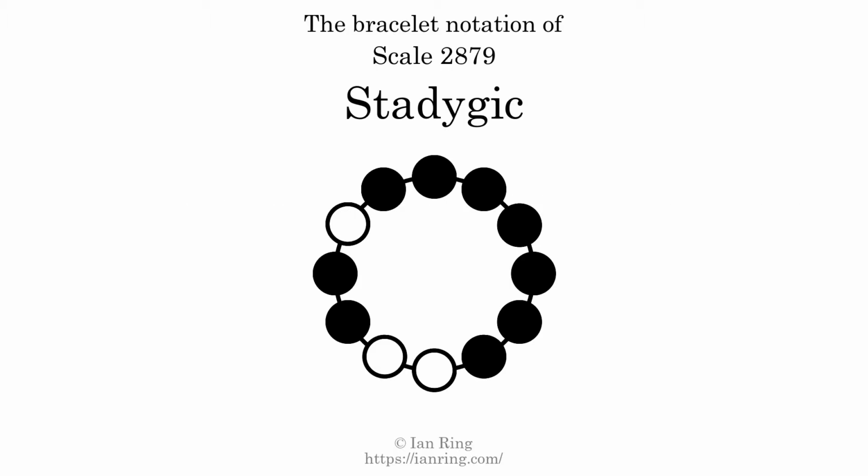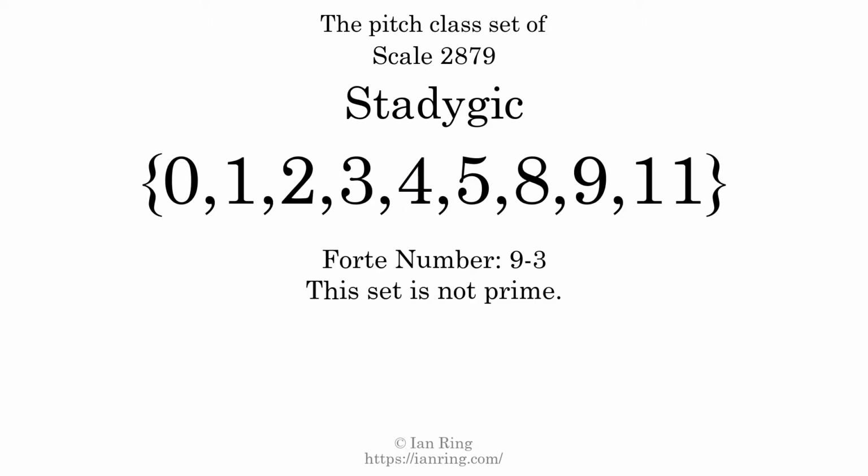This is a bracelet notation diagram of scale 2879. The shaded circles represent tones that appear in the scale, and they are read clockwise, starting at the top. The pitch class set for this scale is 0, 1, 2, 3, 4, 5, 8, 9, 11. The Fort class is 9-3. This set is not prime.